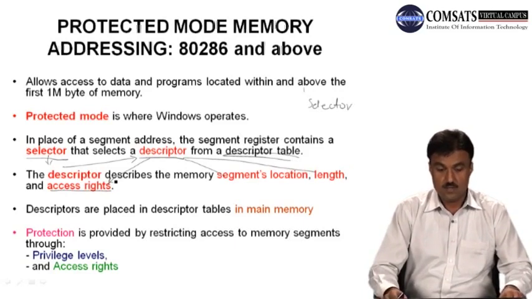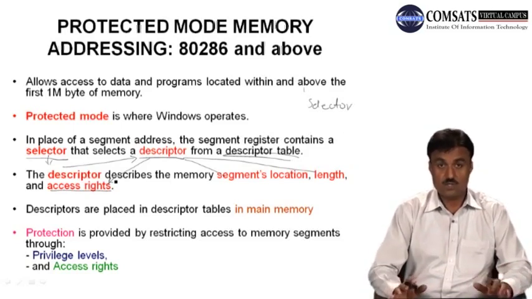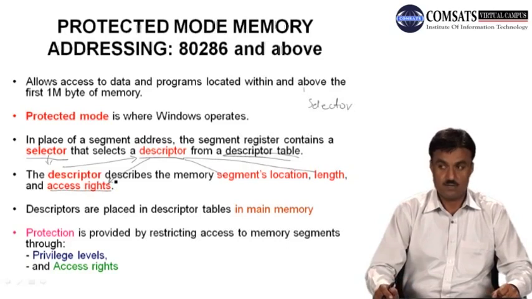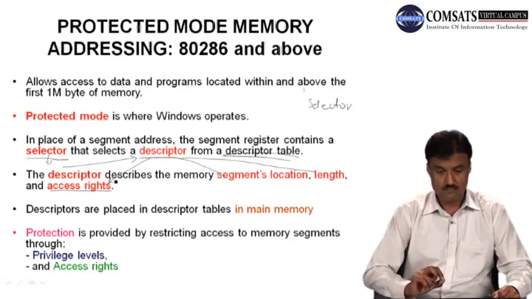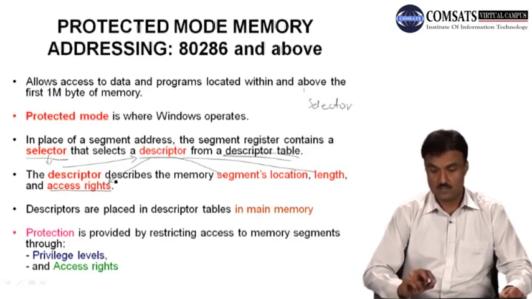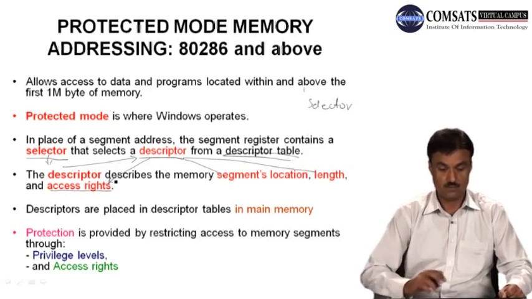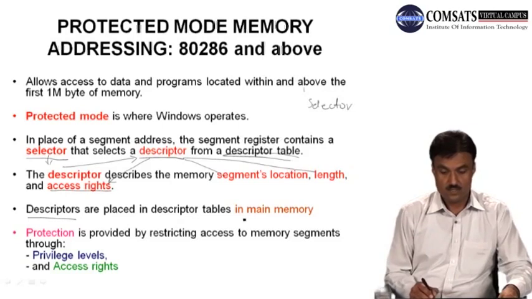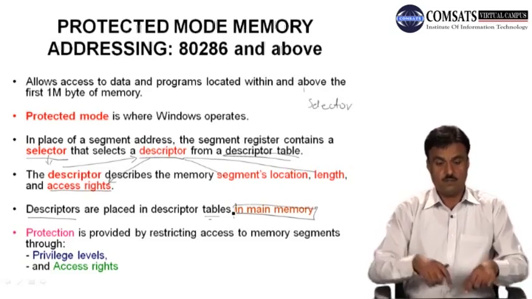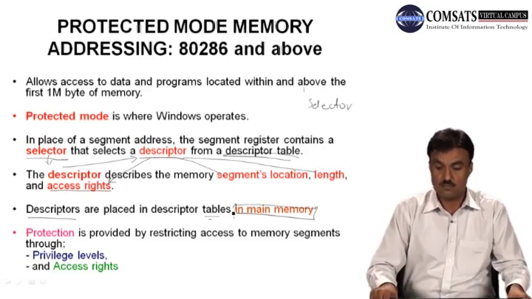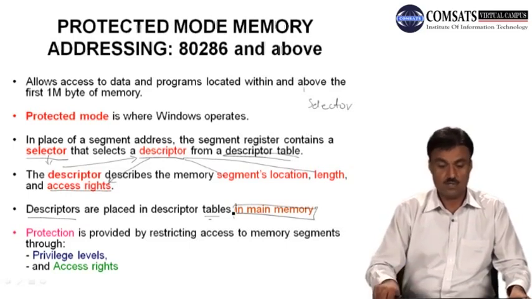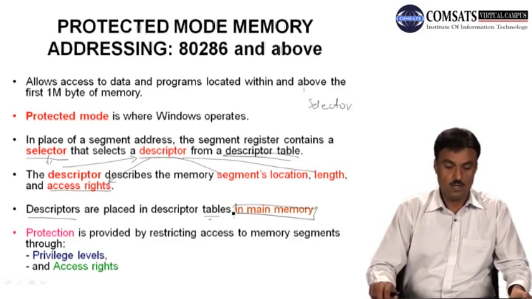So the selector selects the descriptor, and the descriptor has this information: the segment's location, the segment's length, and the rights to access this segment. So this is the general concept about protected mode memory addressing. The segment register contains a selector, and that selects the descriptor. The descriptor has other information: segment location, length, and so on. And these descriptors are placed in the descriptor tables in main memory. So we will see how all these descriptors are placed, what is inside those descriptors, and how information like the segment location, length, and access rights are placed inside the descriptor table.